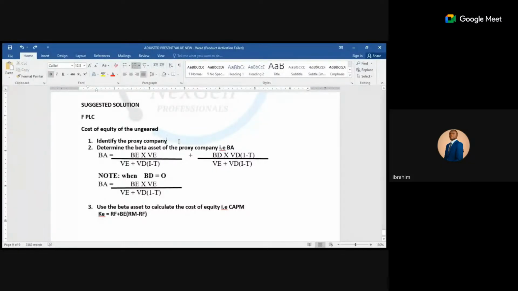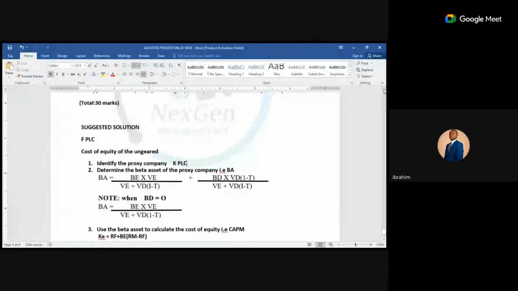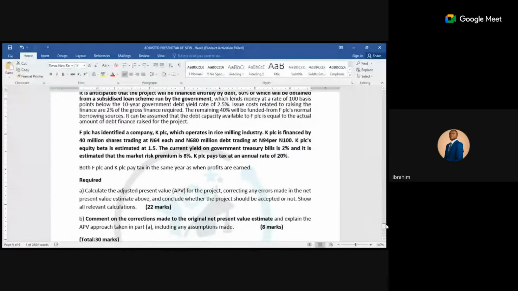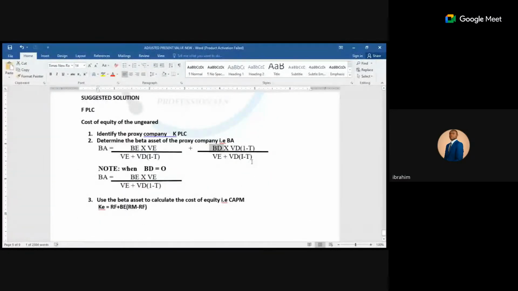The proxy company. What is the name of the proxy company? KPLC. Now, from the information given to us, is there anything like beta of debt of the proxy company? Let's check. No. There is no beta of debt for the proxy company. So therefore, we forget about this part. The right hand side will be equal to 0. So we make use of the first one.